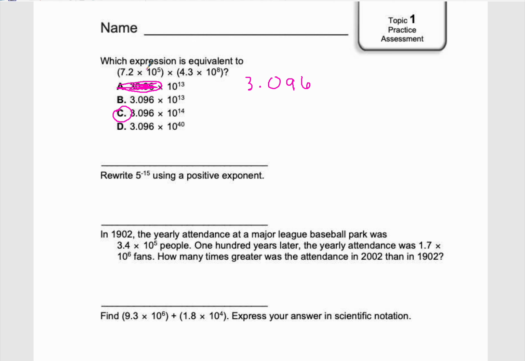Everybody good on that one? Multiply the two factors, make sure your decimal's in the right place. All right, rewrite 5 to the negative 15th using a positive exponent. 1 over 5 to the 15th power. That one shouldn't be too big of a deal. Let's clear that so I can move my paper up.